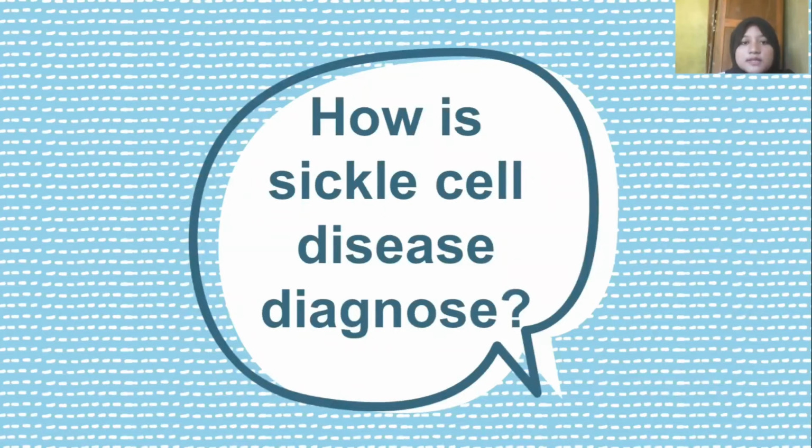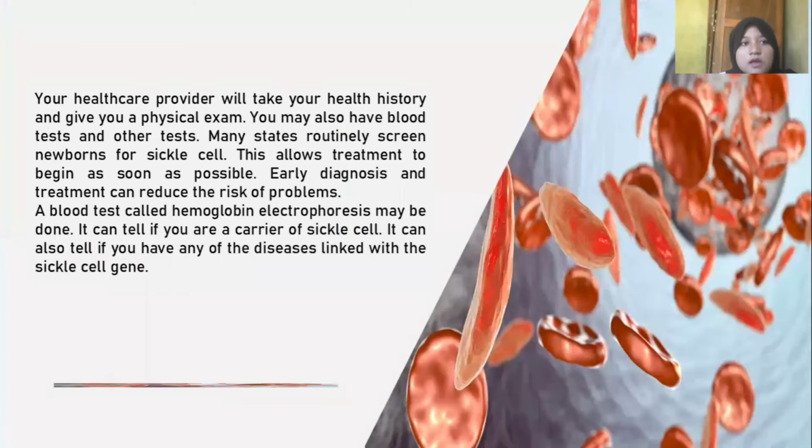Next, how is sickle cell disease diagnosed? Your healthcare provider will take your health history and give you a physical exam. You may also have blood tests and other tests. Many states routinely screen newborns for sickle cell. This allows treatment to begin as soon as possible. Early diagnosis and treatment can reduce the risk of problems. A blood test called hemoglobin electrophoresis may be done. It can tell if you are a carrier of sickle cell. It can also tell if you have any disease linked with the sickle cell gene.